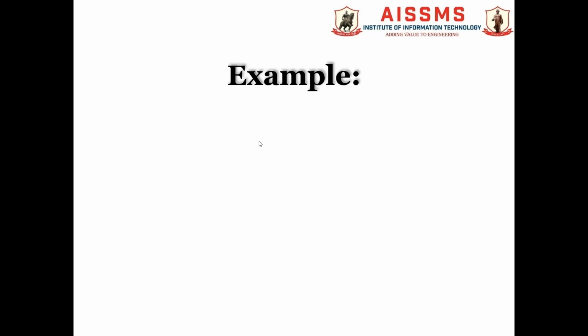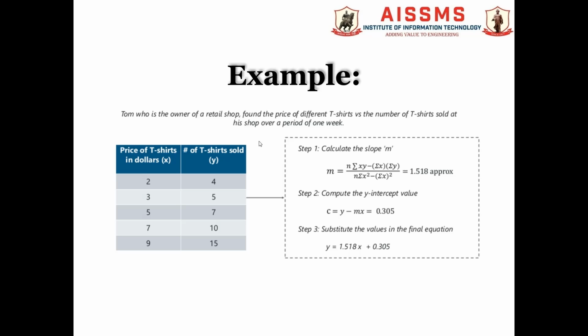We can understand this with a simple example where we find the number of t-shirts sold based on the price of the t-shirt in dollars. So here we calculate the slope m with this formula. Once we get the slope, n is the total number of data points, and x and y are already known to us. So with this we get the slope as approximately 1.518.